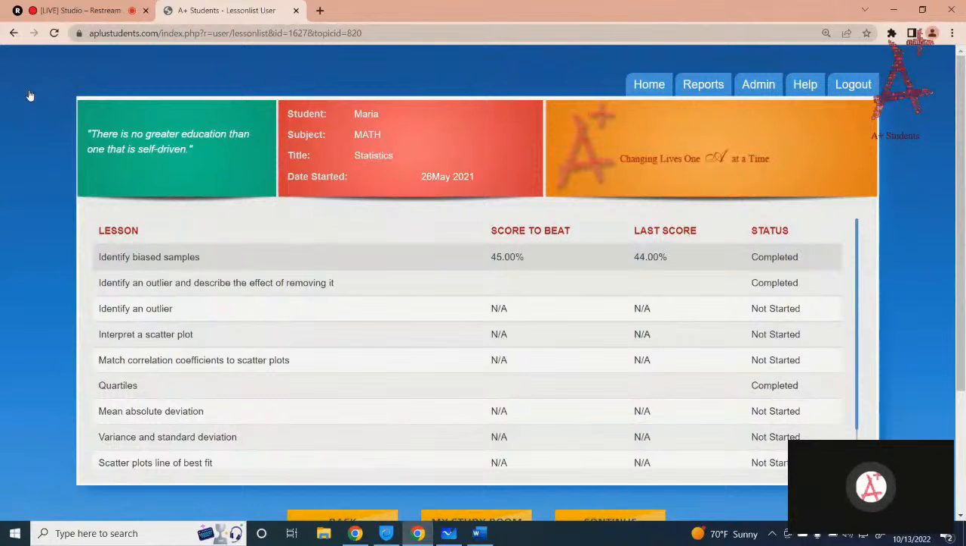Got it? I'm just moving on to the next topic from the same chapter, and the next topic is: identify an outlier and describe the effect of removing it.